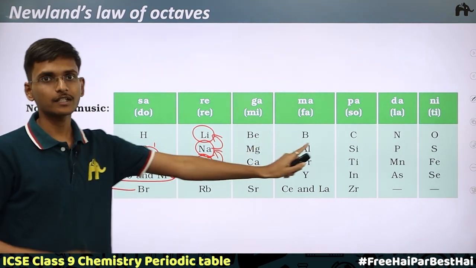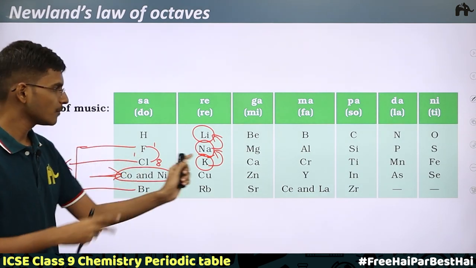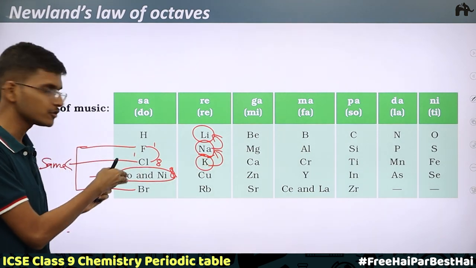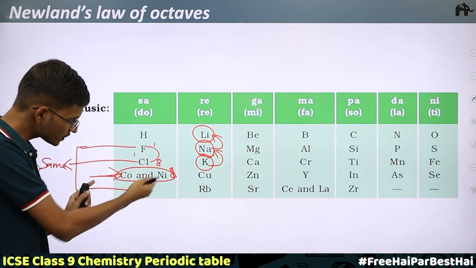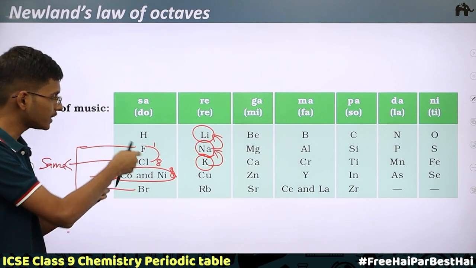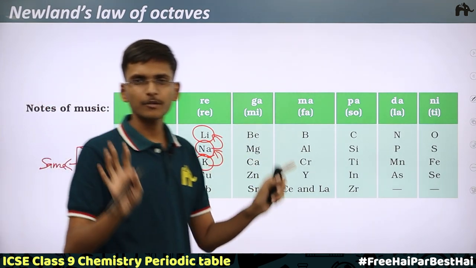and mostly after calcium, not before calcium. Before calcium, he strictly followed his law, but after calcium he himself violated it. First of all, by placing two elements in the same position, and also by placing elements together with elements not having similar properties. Clear? Clear about the demerits part?